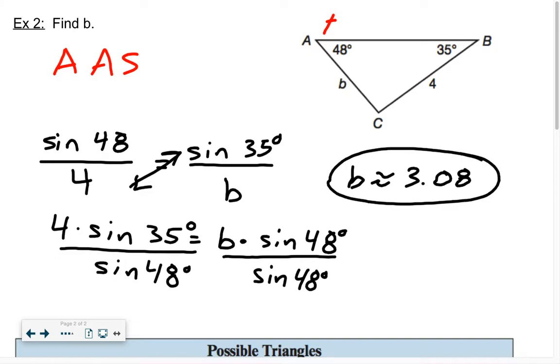Should come up with approximately 3.08. Naturally, if we round to the nearest hundredth, 3.09. Just do whatever the directions tell you to do. More times than not, they tell you to round to the nearest tenth. Sometimes it's to the nearest hundredth. Everybody good on 3.09?